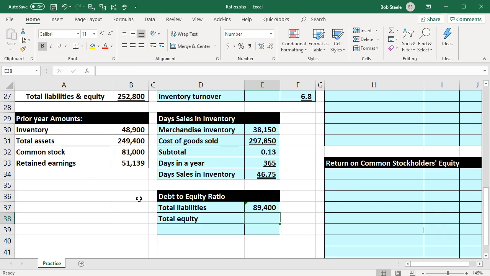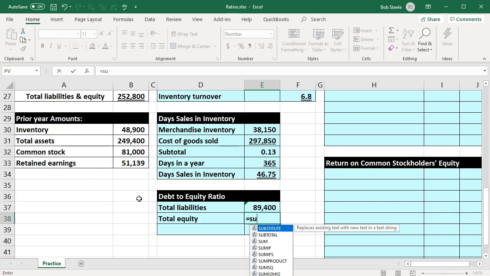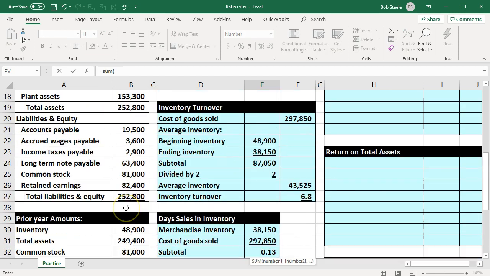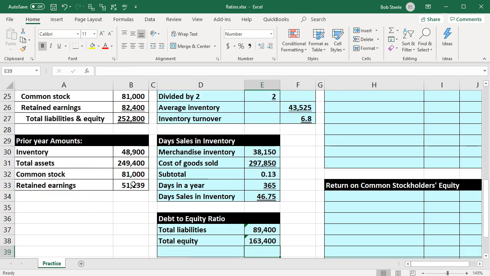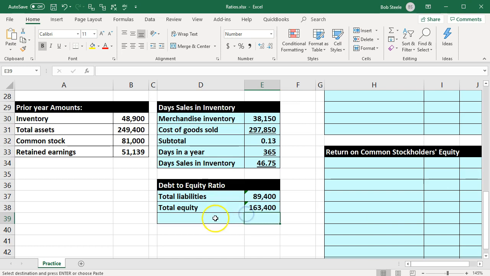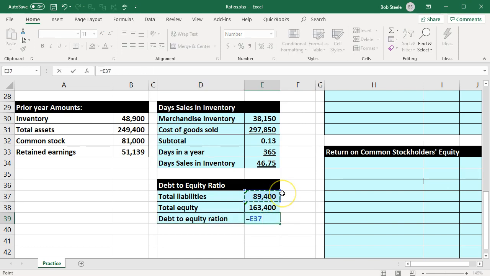And then we have the equity, which I'm going to do the same thing, equals the sum brackets. And so we'll scroll back up to the equity section. We want the common stock, the retained earnings, and enter. And then we're going to divide those two out, and that's going to be our debt to equity. So debt to equity then is going to be equal to the 89,400 divided by the 163,400, or the 0.55.